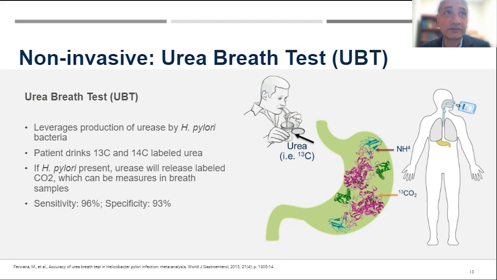When the patient drinks the medium, if they are H. pylori infected, the urease in H. pylori converts the urea to carbon dioxide. And this carbon dioxide is exhaled through the lungs and collected in breath samples. Because the carbon dioxide now contains isotopic carbon, you can measure how much labeled carbon is being released. Now, this test has a very high sensitivity of over 95%, and it has a specificity of 93%.